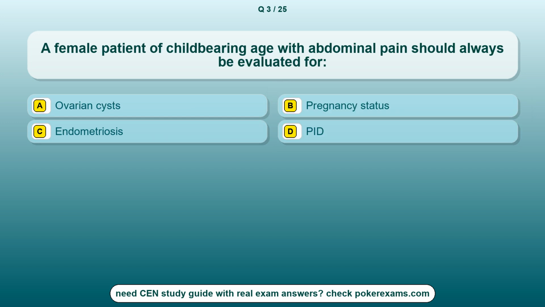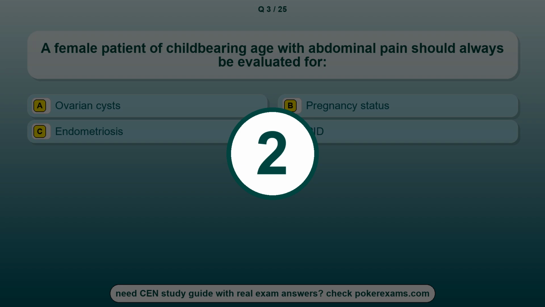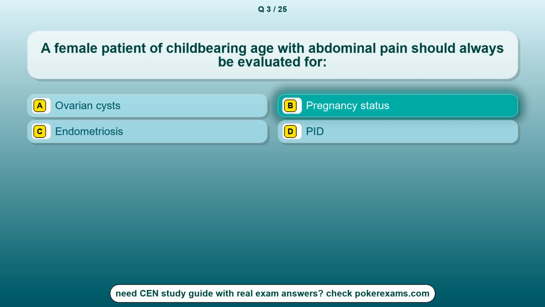Question 3. A female patient of childbearing age with abdominal pain should always be evaluated for option A, ovarian cysts, option B, pregnancy status, option C, endometriosis, option D, PID. The correct answer is option B, pregnancy status.